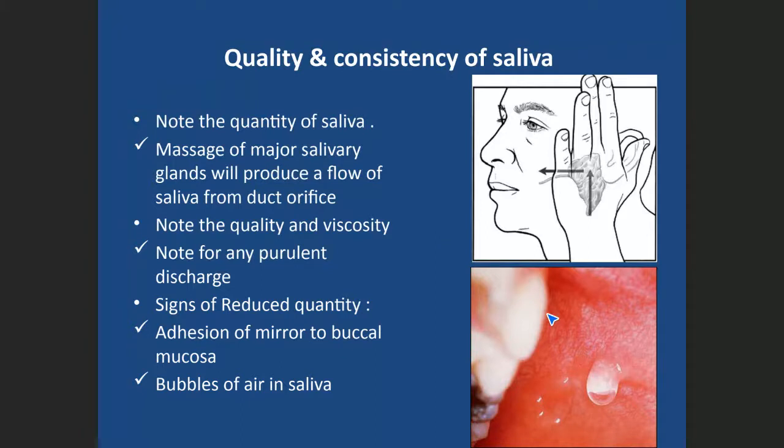And also remember that whenever the patient has hyposalivation or xerostomia, as I told you before, the mirror will stick to the mucosa, and when you do the milking of the gland, the saliva which comes out will be more like frothy saliva, or bubbles will be there, rather than the free flowing watery salivation.